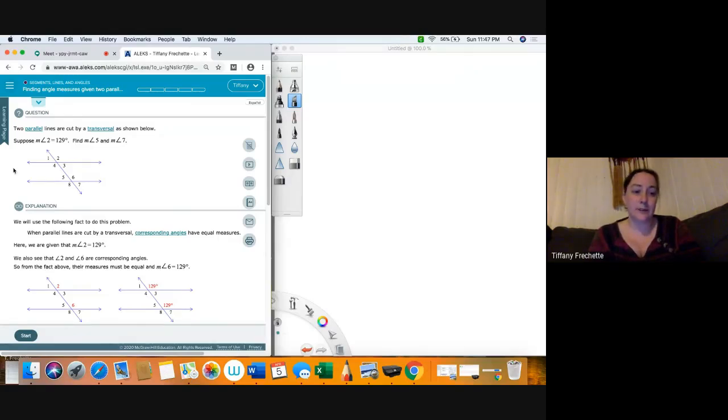So parallel lines means that they're two lines that never intersect, but they're always the same distance apart. So that's what makes them parallel. Kind of like the sides of the road. I'm not talking about the freeway or anything, just a basic road.